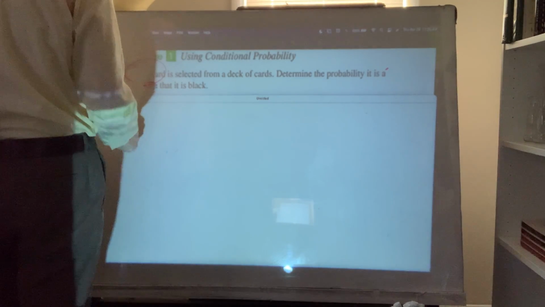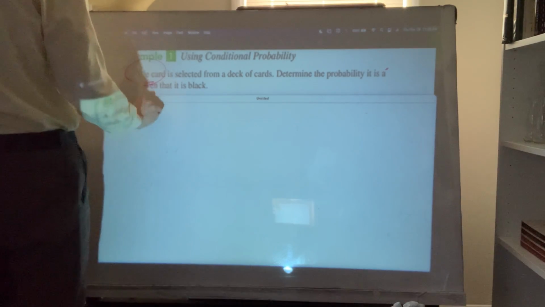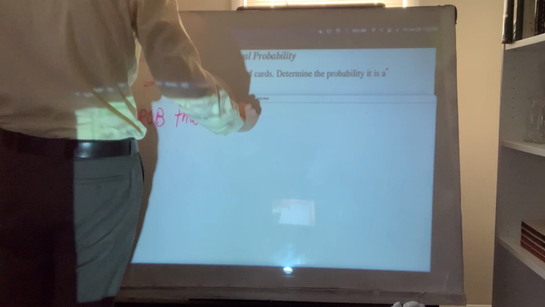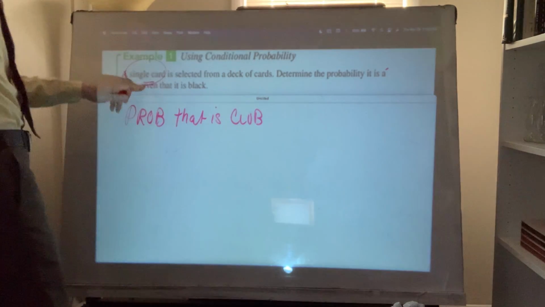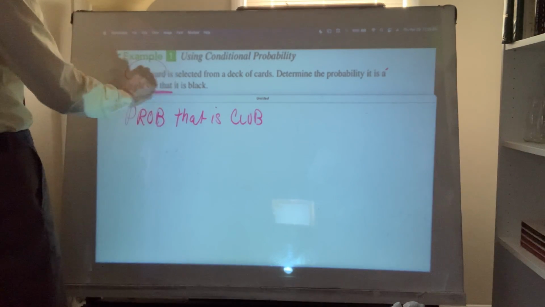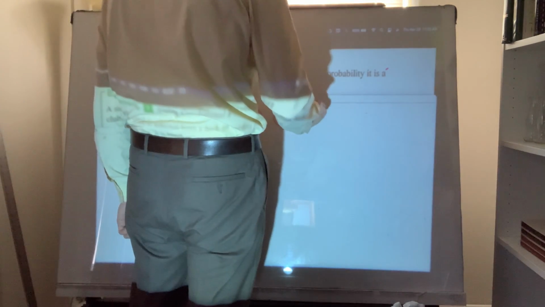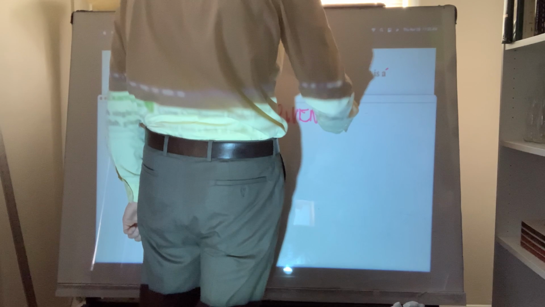So I'm going to write that. The probability that it is a club. And notice this phrase, given that, it is black.